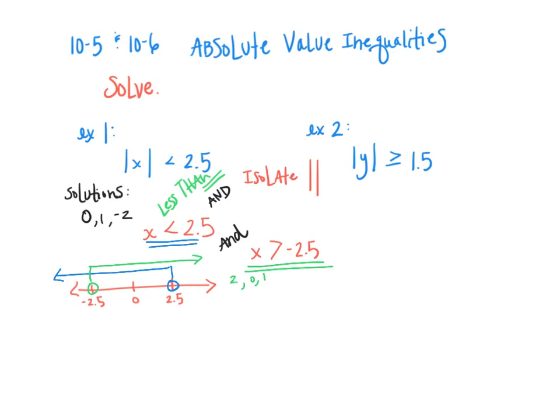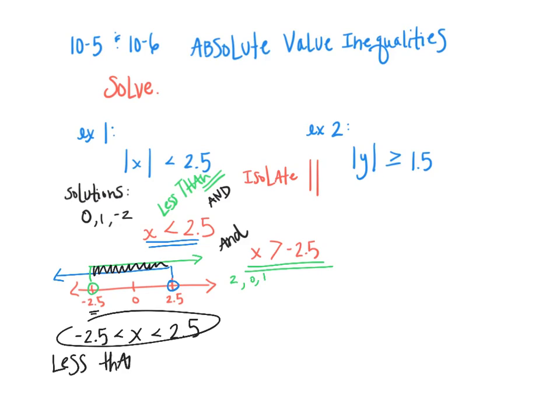Since less than is and, we are looking for the overlap right here. So we could write this as one combined inequality, and we always start with the smallest number: negative 2.5 is less than x is less than 2.5. What I want you to remember is that less than is and, okay?